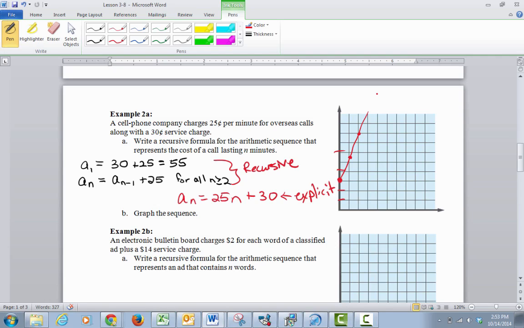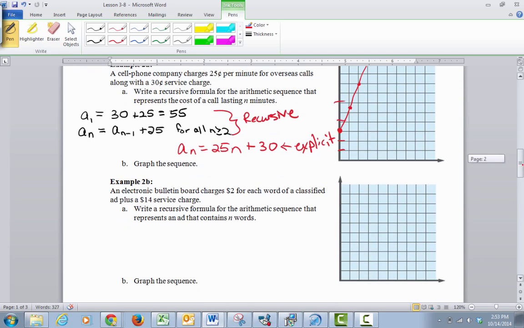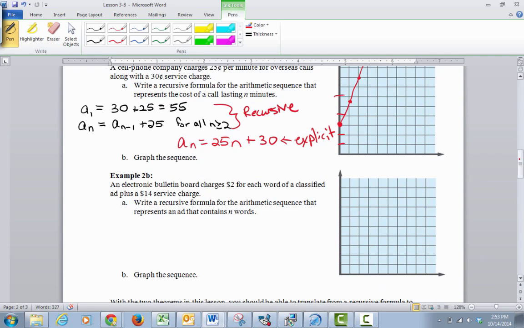Okay, now let's pause this. I want you guys to try to set up, first of all, the recursive. That's exactly what it's asking for, but I also want you to try to think about how you would say it explicitly as well. Okay, so do that.